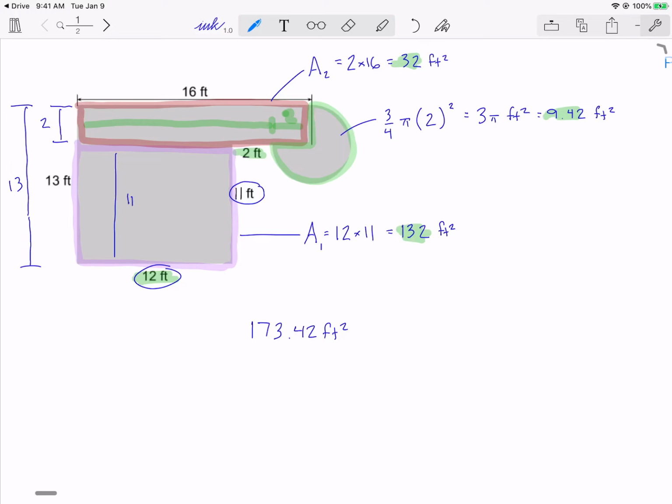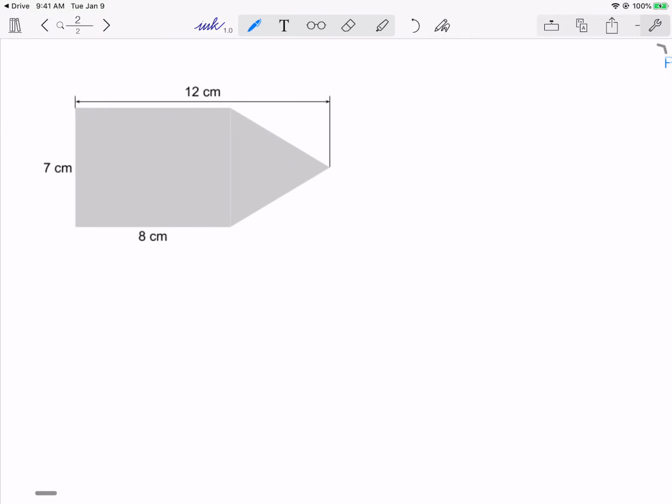So the key is break these down into shapes that you know how to find the area of. Add up all the areas. Let's try one more together.